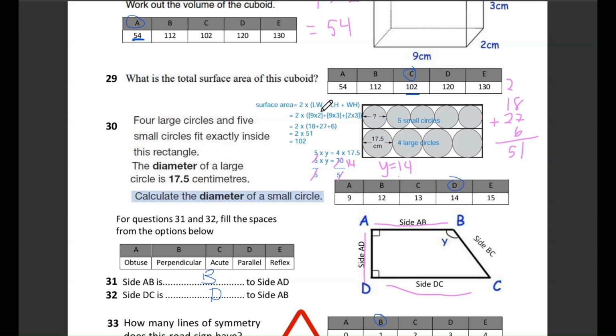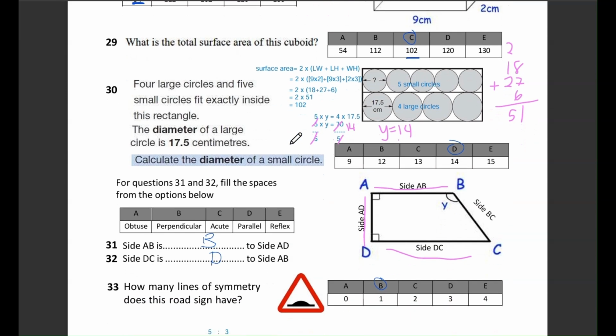To calculate the surface area, we can use this formula: 2 times the sum of the length times the width, plus the length times the height, plus the width times the height. Using the values we know, the length is 9, the width is 3, and the height is 2. We get 2 times 27 plus 18 plus 6. 27 plus 18 plus 6 is 51. And 2 times 51 equals 102 square centimeters. Remember, we are working with area, so it's square centimeters.